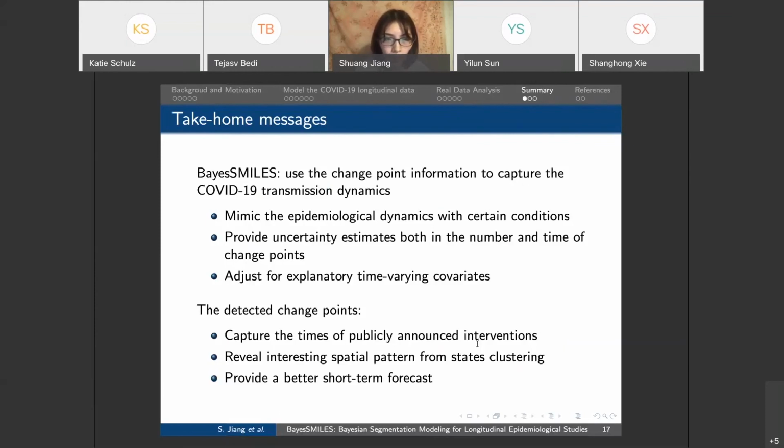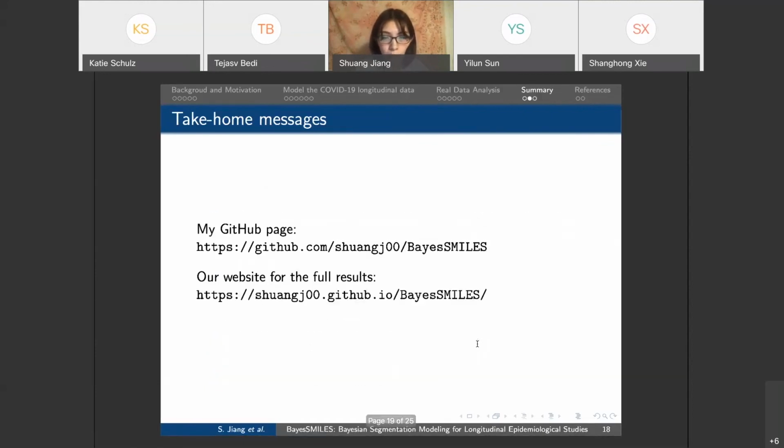From a practical point of view, we see that the change points we selected have some practical meaning because they matched pretty well with those publicly announced intervention times. Our state-level clustering based on the change point pattern also revealed an interesting spatial pattern. And last but not least, we see that incorporating the change point information could help us to get a better short-term forecast.